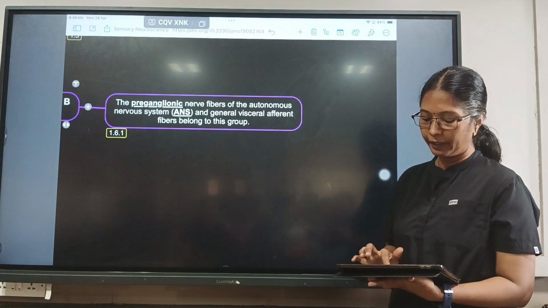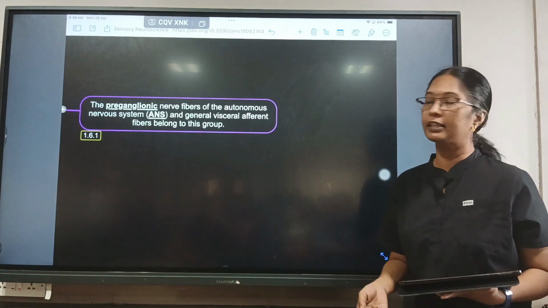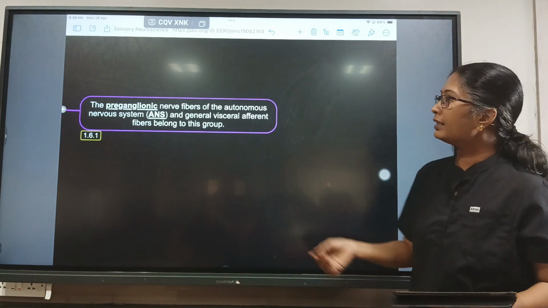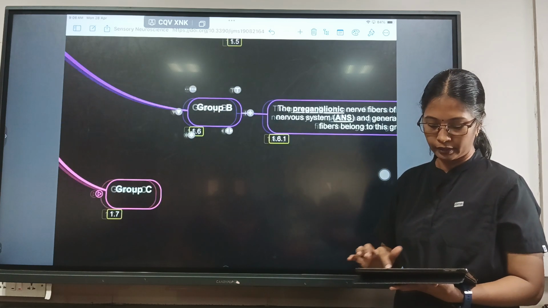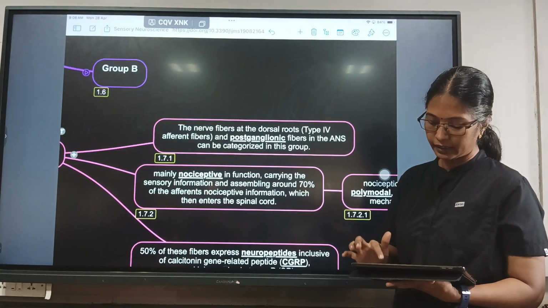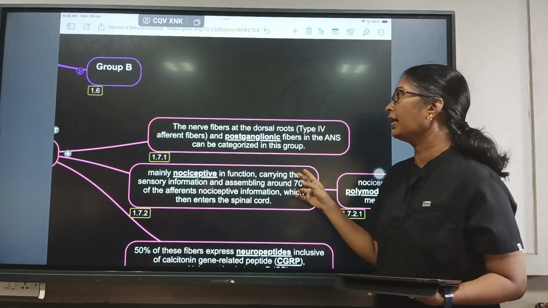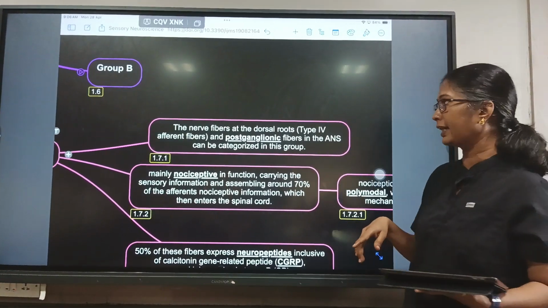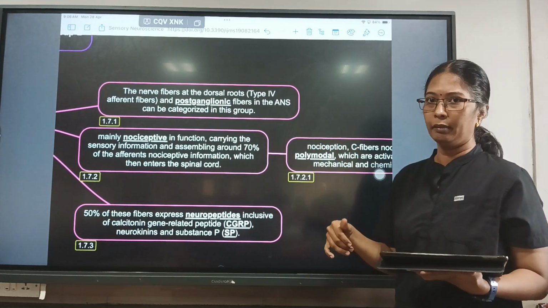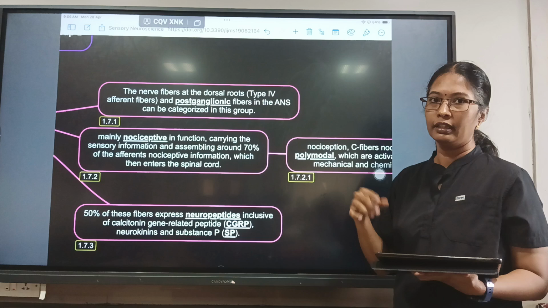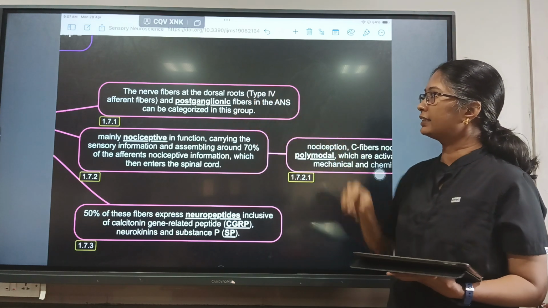We have the group B fibers, which are the preganglionic nerve fibers of the autonomic nervous system. On the autonomic side, we have the sympathetic and parasympathetic nervous systems. In that, group B fibers are present, and general visceral afferent fibers belong to this group. Group C fibers are the nerve fibers at the dorsal roots and postganglionic fibers in the autonomic nervous system. We have the preganglionic and postganglionic fibers in the sympathetic and parasympathetic. The preganglionic fibers are long in the parasympathetic, whereas the postganglionic are short. In the sympathetic, we have short preganglionic and long postganglionic fibers. So in these fibers, we have the C fibers.